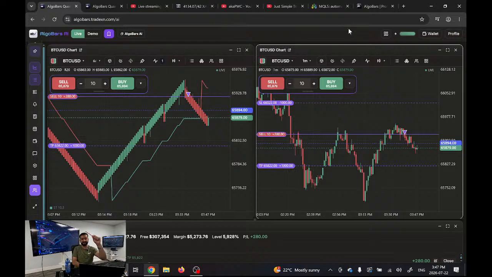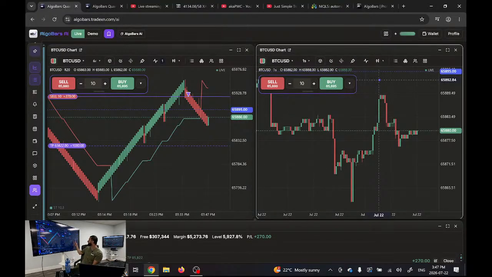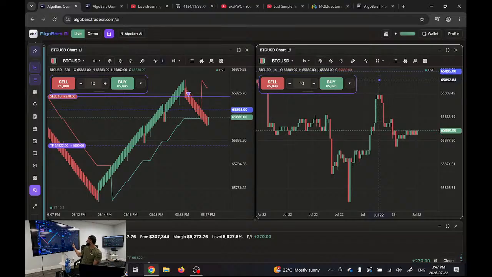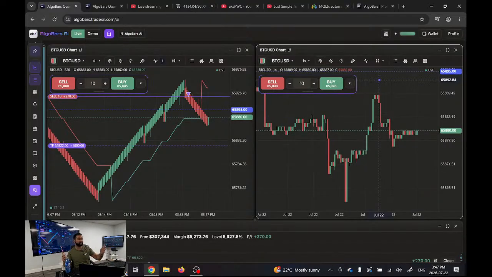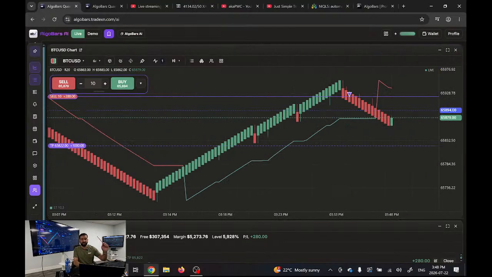So for example, let's open up a chart. Okay, now we have this chart here, right? Now, did you know that the sub-minute time frame on TradingView is paid? You have to pay like $100 a month for it. But guess what? AlgoBars has it for free. So you can open the 1 second time frame chart and it runs live for free. You don't have to pay $100. It's free.